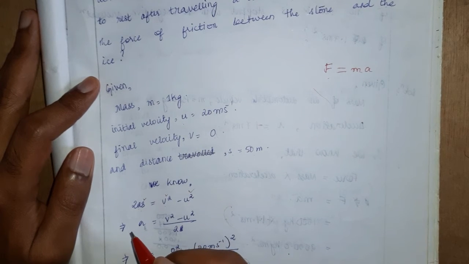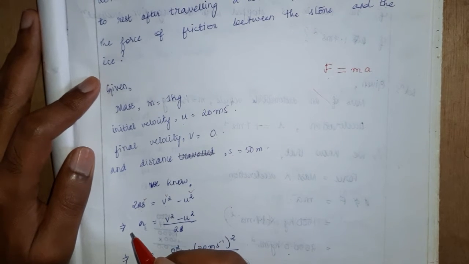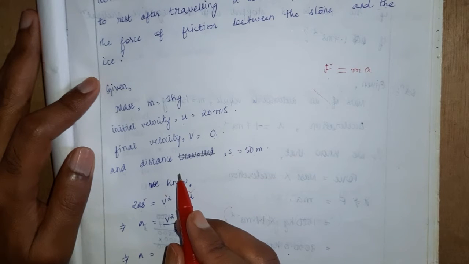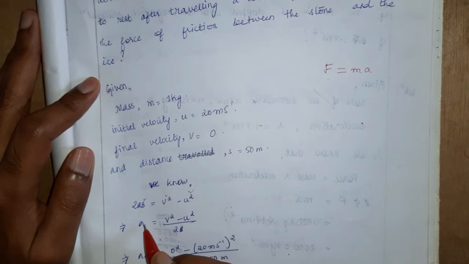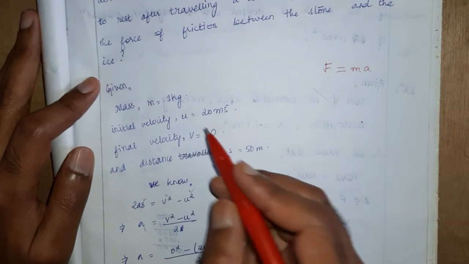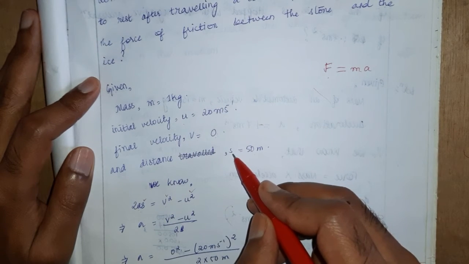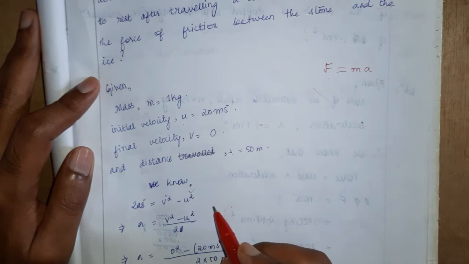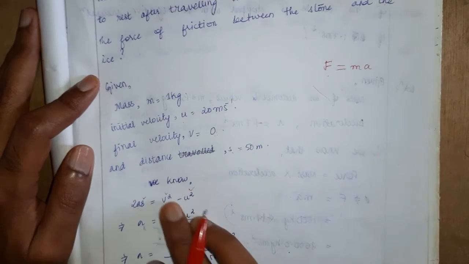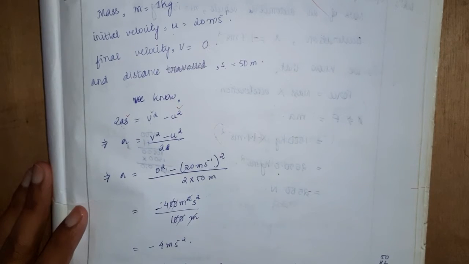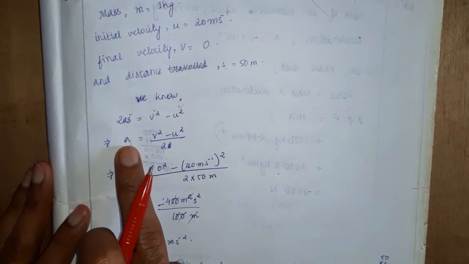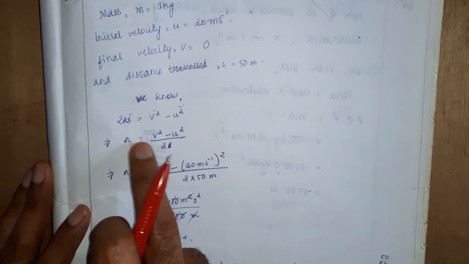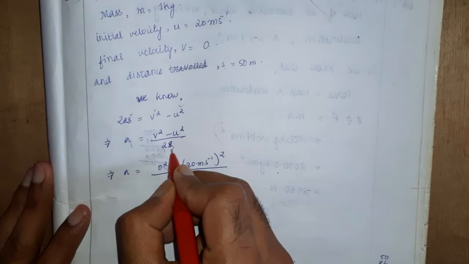You have to build this ability, to decide which formula is suitable for this problem, particularly to find out acceleration. Since v is given, u is given, s is given, I can easily find out a by using this equation of motion. So by cross multiplication, 2as equal to v square minus u square, a will be equal to v square minus u square by twice s.